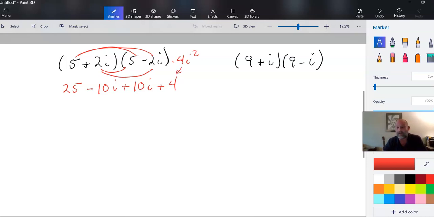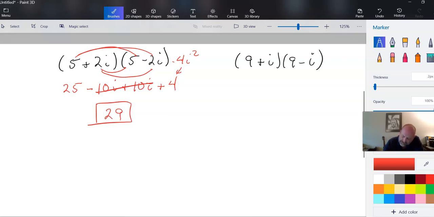Now I just need to collect my like terms. Well, minus 10i and plus 10i kill each other. And I end up with 25 plus 4, which is 29. Notice that has no imaginary component. I mean, it does, it's a 0. But that is a pure real number. And it's kind of interesting that that just happened. Let's look at the other one.